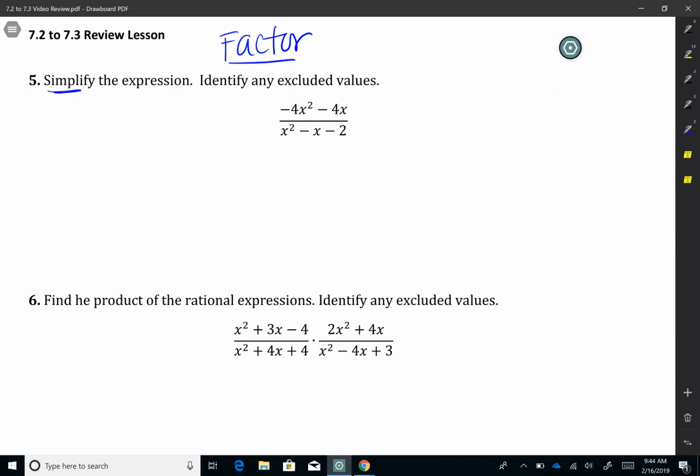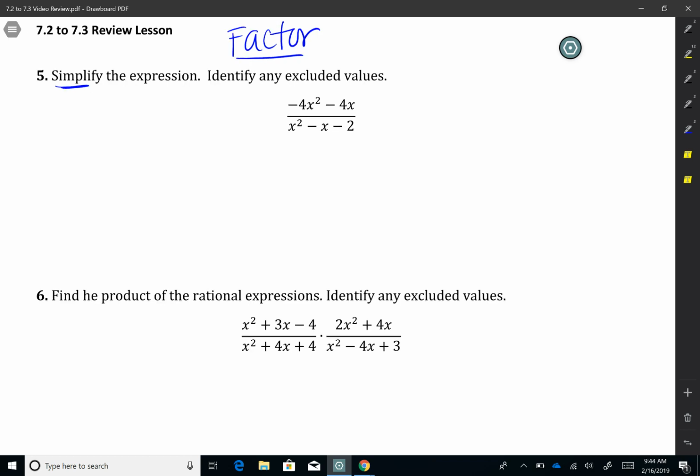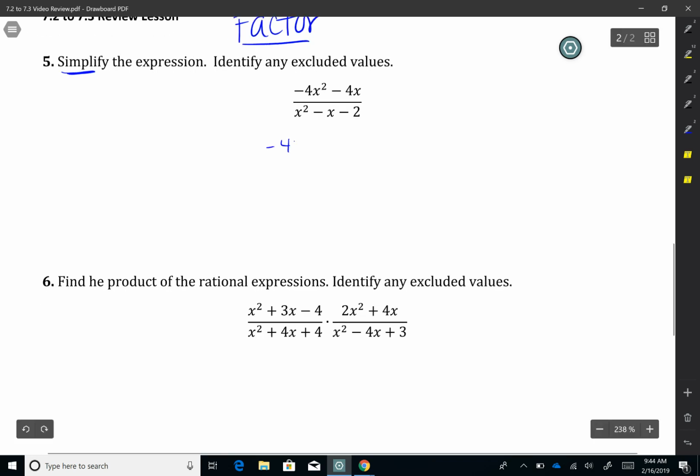So, it says simplify the expression, identify any excluded values. So, in my numerator, I have negative 4x squared minus 4x. This is a binomial. When I have a binomial, which means 2 terms, with a common factor, I can take that common factor out front. I can take a negative 4x out of both of these, which would leave me with x plus 1.